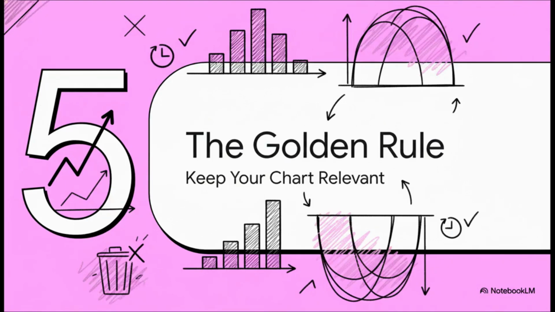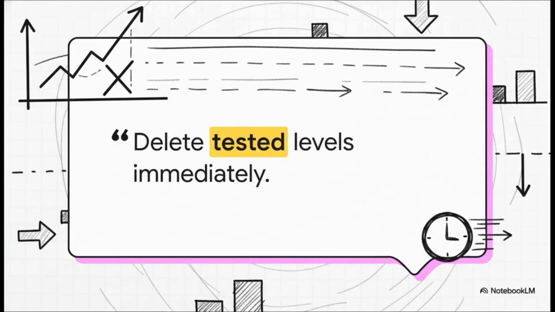Okay, we're almost there. There's just one final, absolutely critical rule that makes this whole system work over the long run. It's all about keeping your chart clean, relevant, and focused only on what matters right now. And here it is, the golden rule. As soon as one of your levels has been clearly tested, meaning the price came to it and had a significant reaction, you delete it. Get it off your chart. It's done. It has served its purpose.